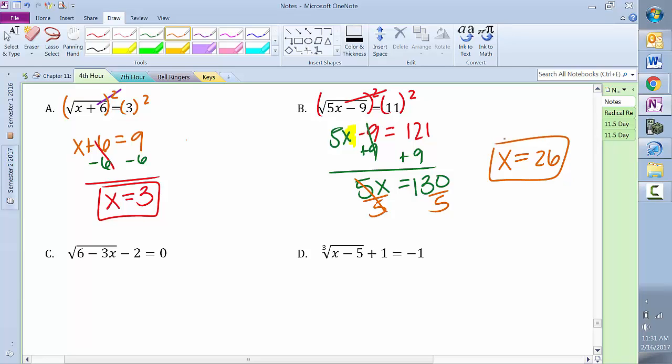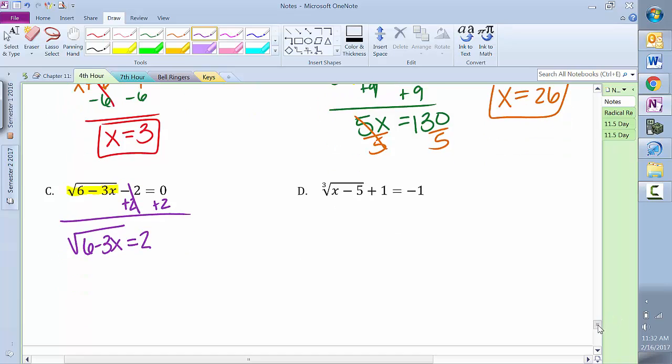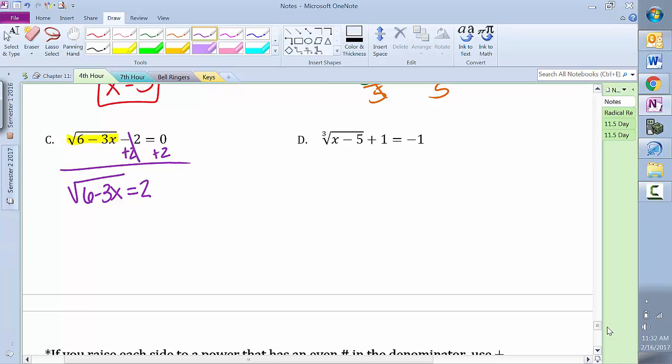Okay. The next one. Take a look. The radical is not isolated. Look at that. If I were to highlight this, the 2 is still here. We have to move it before we can do anything. So I'm going to go ahead and add 2 to both sides, and that's gone. What you do to one side of the equation, you must do to the other, like always. And this is what you're left with. Now we're back to what we just did on the first two problems. How do I get rid of a radical?